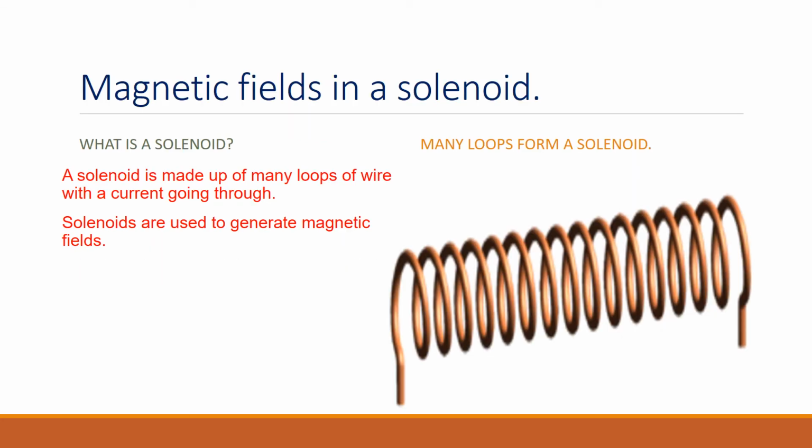Okay, now let us change gears. Let us look at what we call a solenoid. What is a solenoid? A solenoid is made up of many loops of wire with a current going through. Solenoids are used to generate magnetic fields. Many loops form a solenoid. Remember, one turn is a loop. Very many turns of a conductor are now called a solenoid. So what type of magnetic fields are formed around a solenoid? Follow me to the next slide.